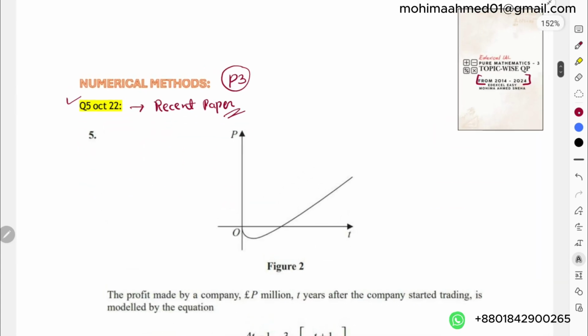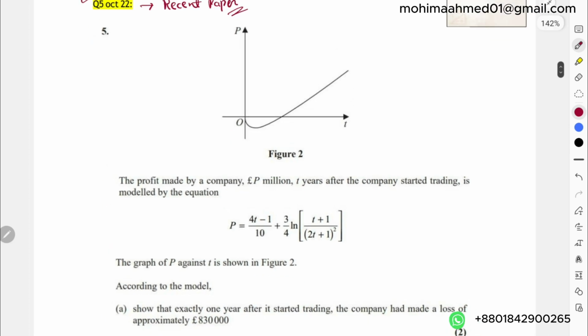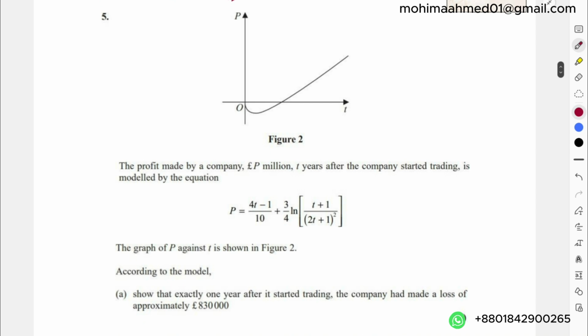Okay, so we are starting with the question from October 2022, question 5. This is in numerical methods. Solving these 4 or 5 questions from numerical methods will make it easier for you to understand the basics and patterns of the questions that are usually asked in the P3 question papers.